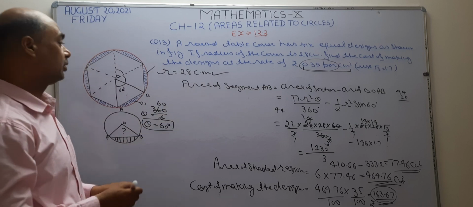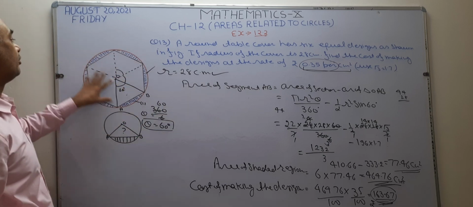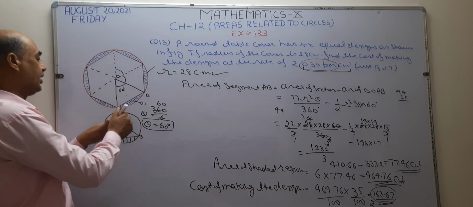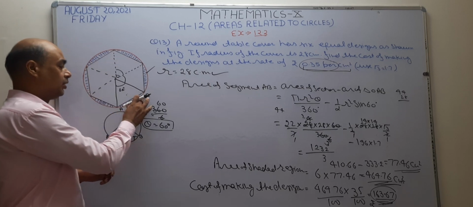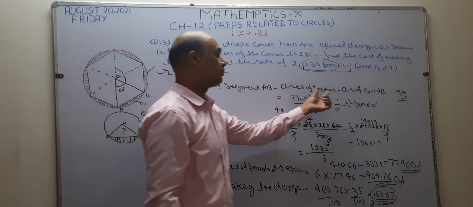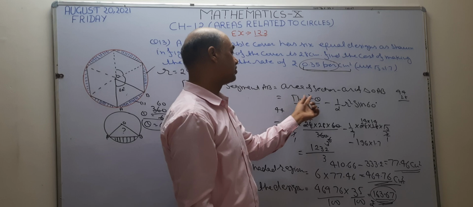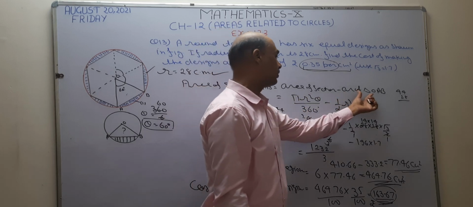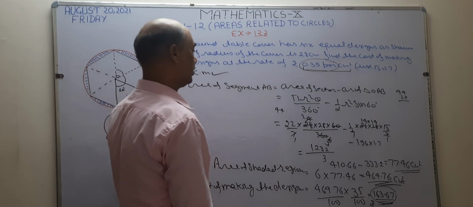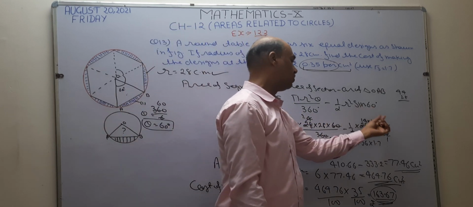Okay, I want to repeat this one. First, I want to find the area of this shaded portion. I want to start this question. First, I want to find the area of this segment, this AB segment. You know how to find the area of a segment? Simple formula: area of sector minus area of triangle. Area of sector is pi r square theta upon 360 degree. Area of triangle becomes 1 by 2 r square into sin 60, because this angle is given as 60 degree. Value of sin 60 is root 3 by 2.